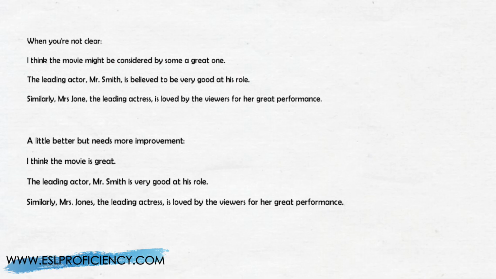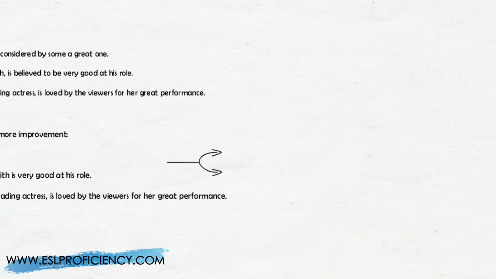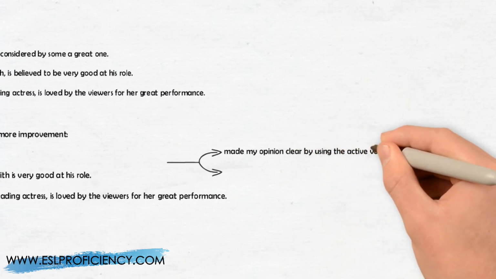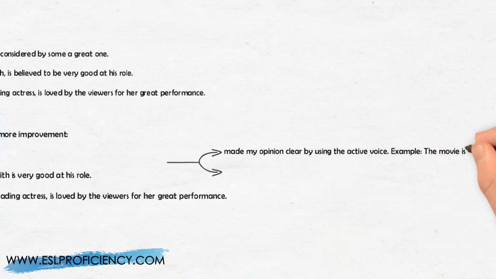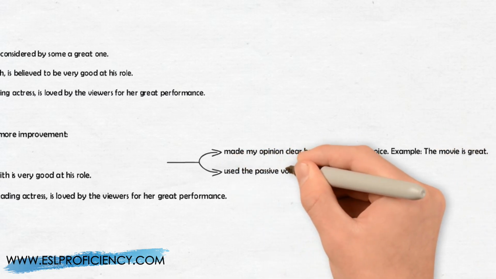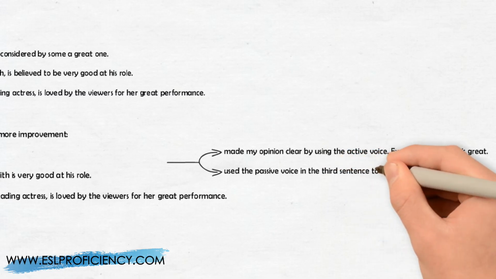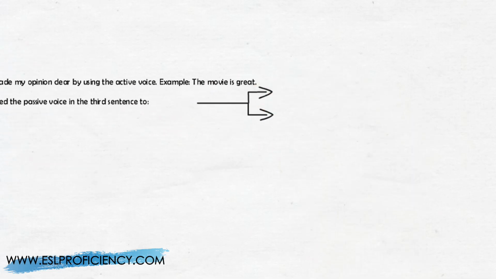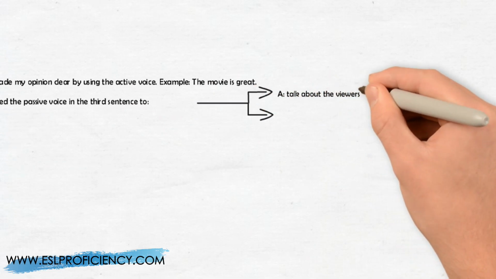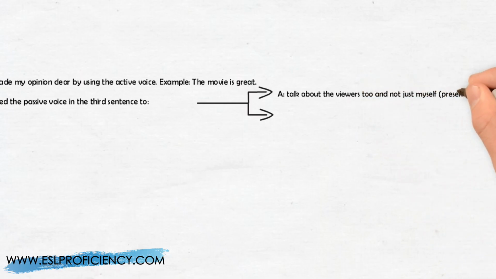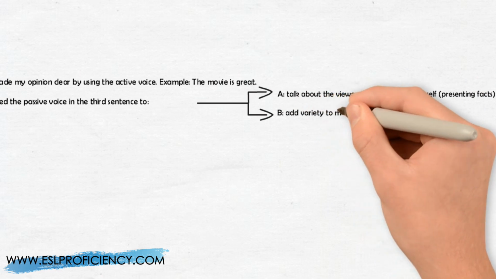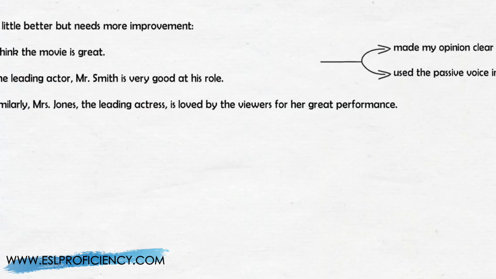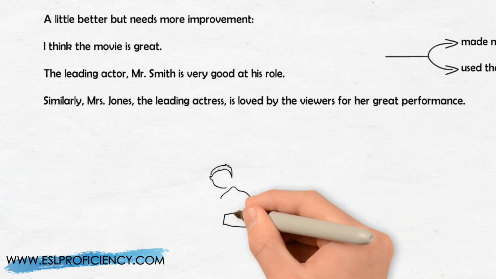But first, let's see what we just did. In the first two sentences, I stated my opinion clearly. The movie is great and Mr. Smith is good. In our third example, I could do the same and say I loved Mrs. Jones, but I chose to stick with the passive voice to A. talk about the viewers and not just myself, presenting facts. And B. add variety to my sentence structures. Now, as you can see, we improved the sentence a little.